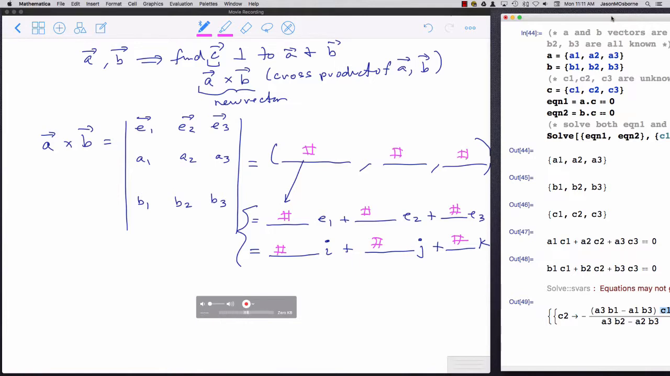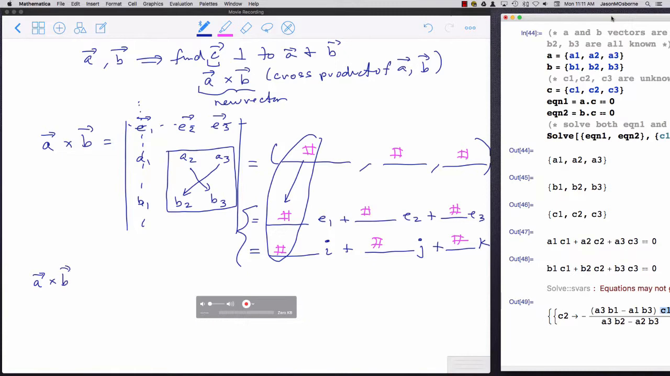The formula to fill in the first entry, whichever way you want to write it: you mark out the first row and the first column of this determinant matrix, as it's called, and then you look at this block and compute A2 multiplied by B3, and then on the off diagonal you subtract. So the first entry of the cross product is equal to A2B3 minus A3B2.